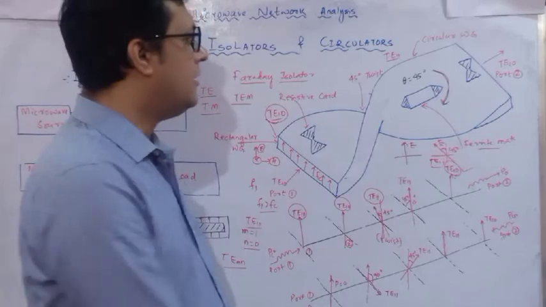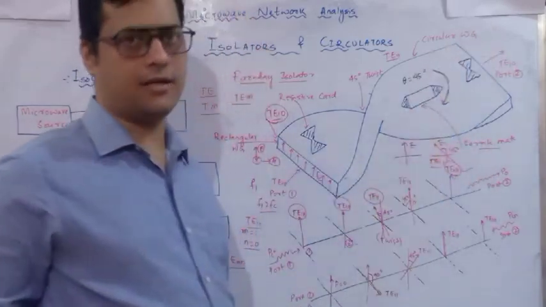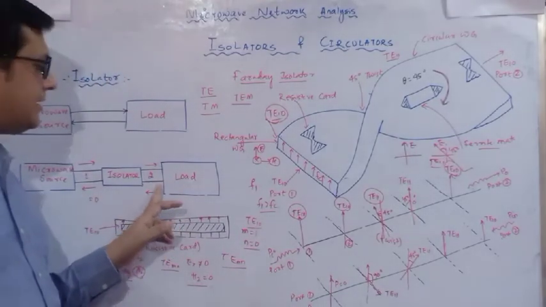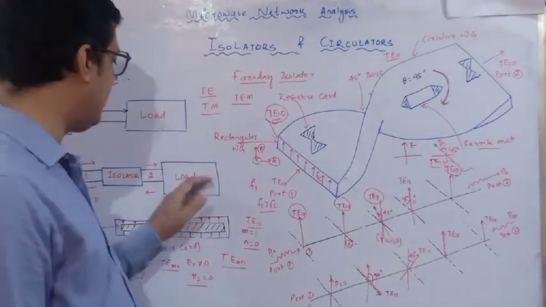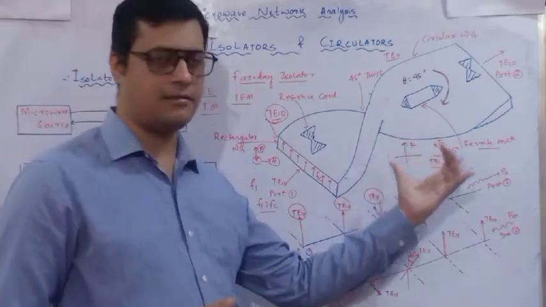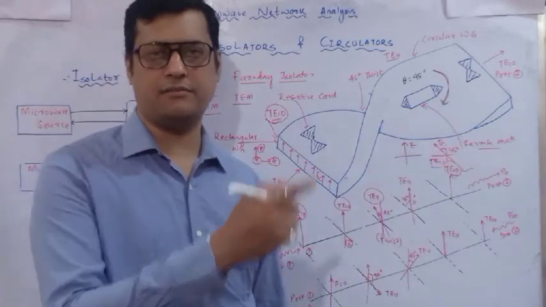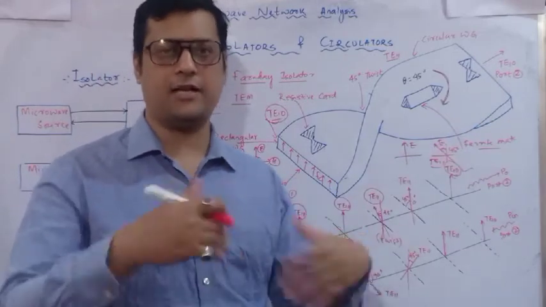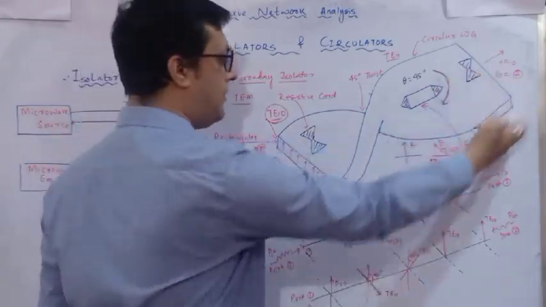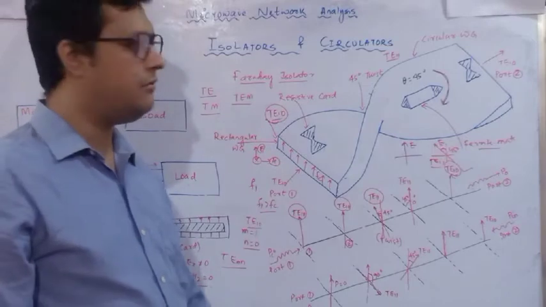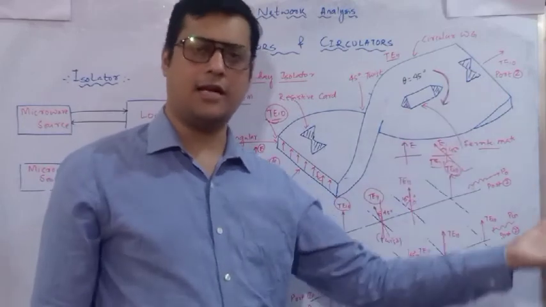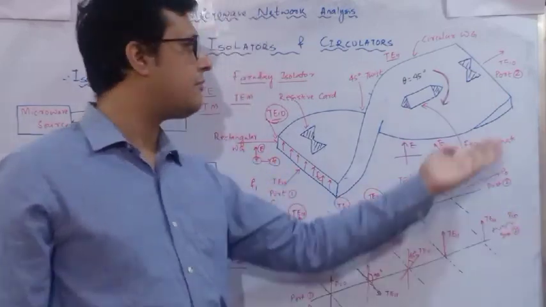Now, if some reflection occurs, this particular port is connected to this load, and the load is mismatched. If this load is not matched to this particular device, if the characteristic impedance of this isolator is not matched with the characteristic impedance of the load, reflection of the wave will happen. So that reflected wave will propagate back. Now, as I have told, the isolator is a unidirectional device. It will not allow the reflected wave to penetrate from port 2 to port 1.